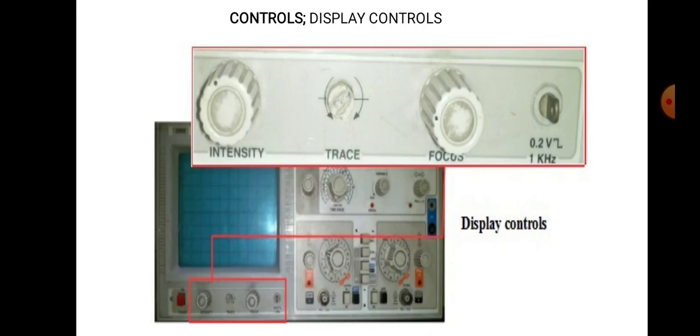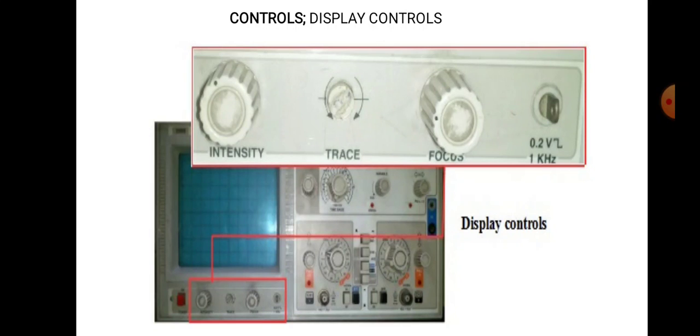On the front panel, in the display of the cathode ray oscilloscope, these are the display controls. The first is the intensity control, then the trace controller, the focus controller, and the calibration point. How do they work here? The intensity control is used to adjust the brightness of the waveform. It helps to increase or decrease the brightness of the waveform. This is the main function of the intensity control.